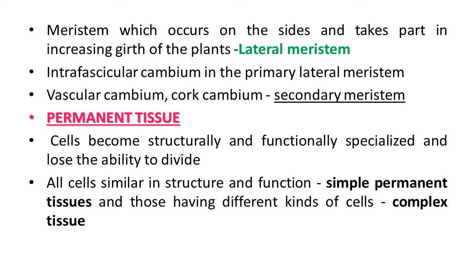In permanent tissues, if all cells are similar in structure and function, such a type of tissue is known as simple permanent tissue. And the second type is complex permanent tissue, where the cells are of different kinds. So in simple permanent tissue, all cells are similar in structure and function, while in complex tissue they have different kinds of cells.